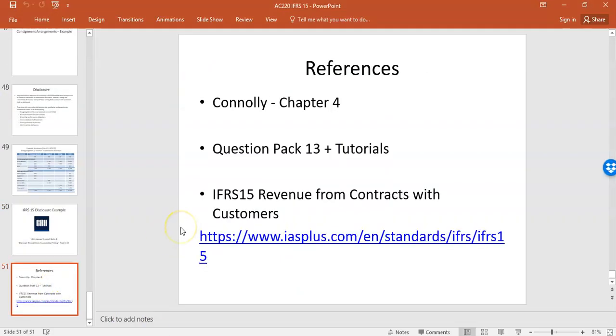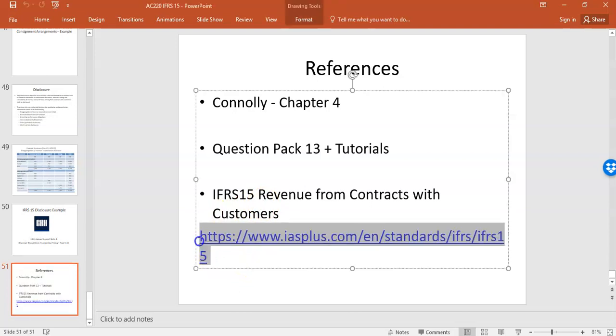Right. So chapter 4 in the Connolly textbook is very useful, as is question pack 13. And we'll do a tutorial in IFRS 15 as well, giving you some exam standard questions. This is a new standard, but there's a nice summary on the IS Plus website if you want to look at it and see where it's coming from. So IFRS 15, revenue from contracts with customers.